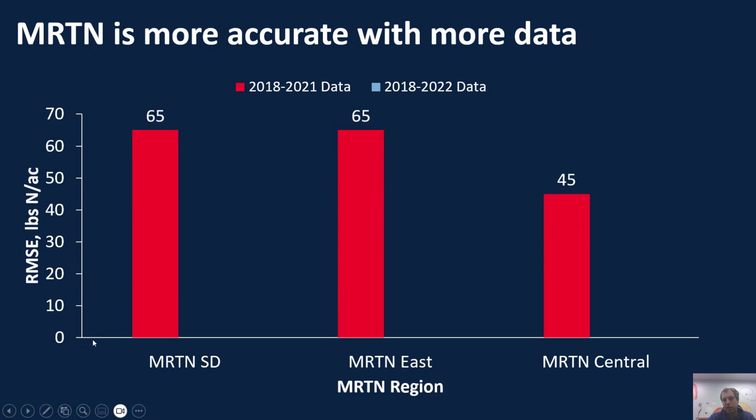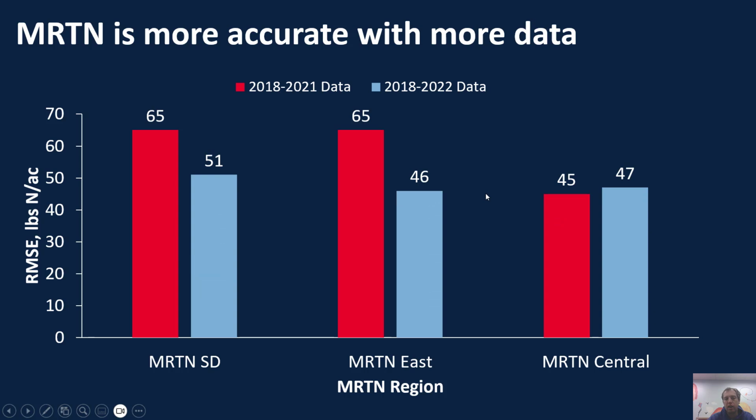Using 2018 to 2021 data, on average across all states we were 65, east 65, central 45. If we add another year of data, we drop from 65 pounds per acre plus or minus down to 51, down to 46. Similar accuracy in central South Dakota, but we're getting better in the eastern part, which is what we want. As we're getting more data in the system, it does seem to be improving, and that's what we're looking for.